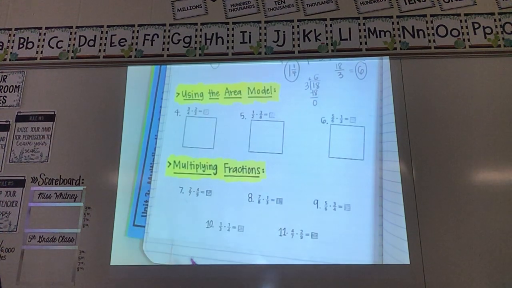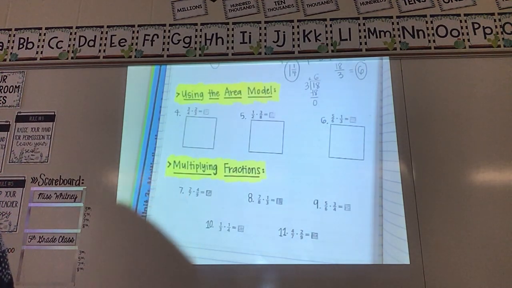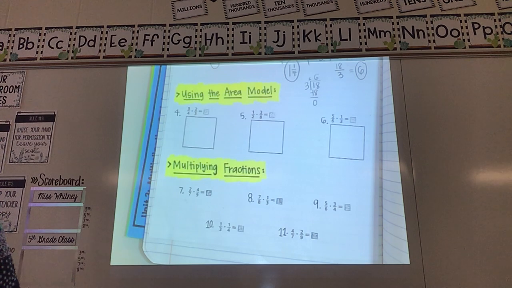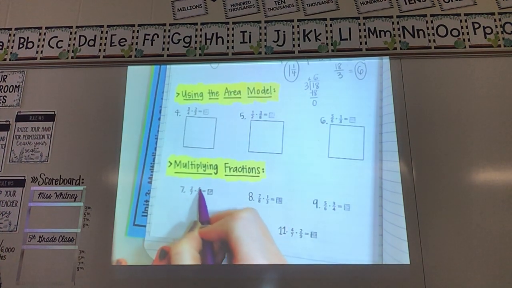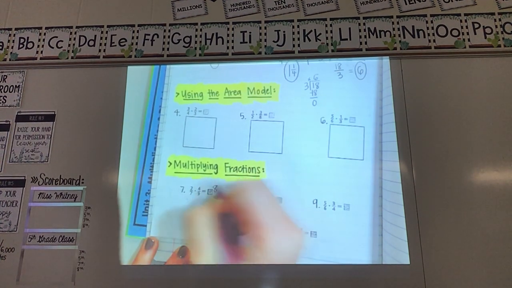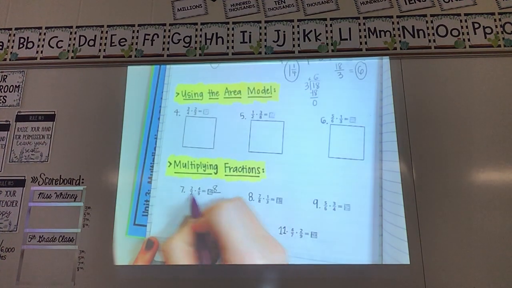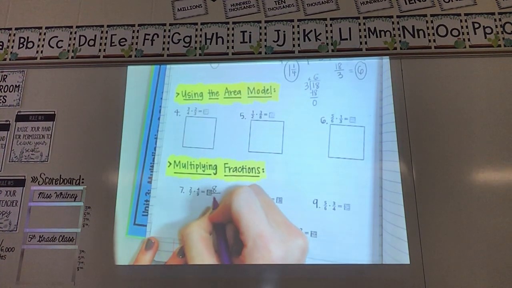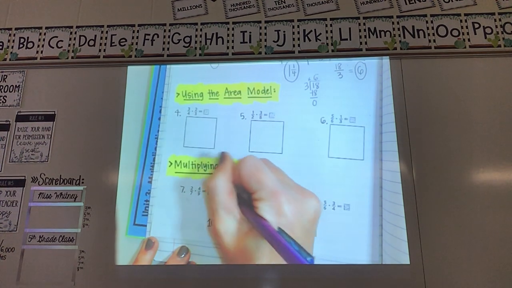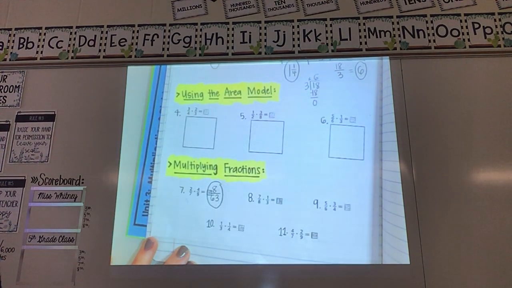So for instance, on number 7, I see 2/7 times 4/9. When I times a fraction by a fraction, I just times the top numbers together and the bottom numbers together. So I would do 2 times 4. What is 2 times 4? That's 8. So my top number would be an 8. And then I times my bottom numbers. 7 times 9 is 63. So 8/63 would be my answer.